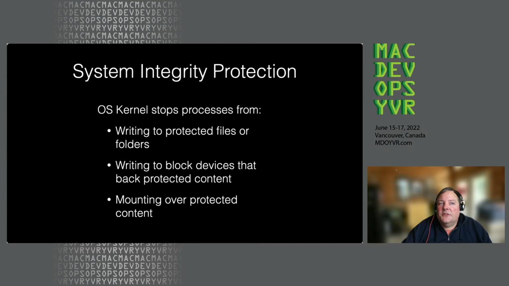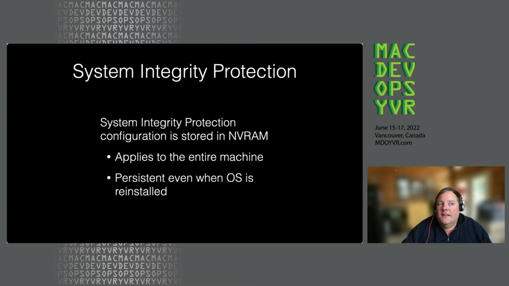SIP is designed to limit the power of root and protect the system even from its own superuser. As part of the security model, the macOS kernel has SIP-related functionality built in to prevent processes from writing to certain protected parts of the file system. And this protection is in addition to that read-only boot volume. SIP's configuration is stored in NVRAM, so the current configuration will apply even when boot drives are switched and also if the OS is reinstalled.